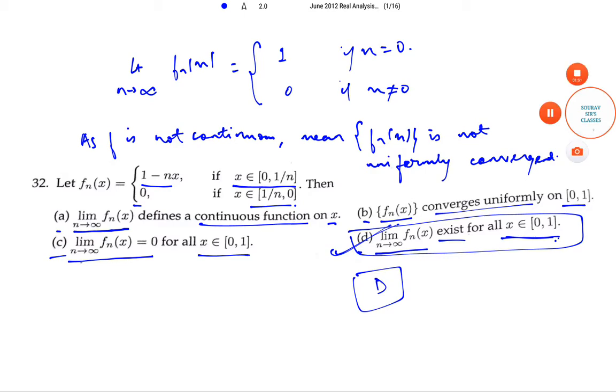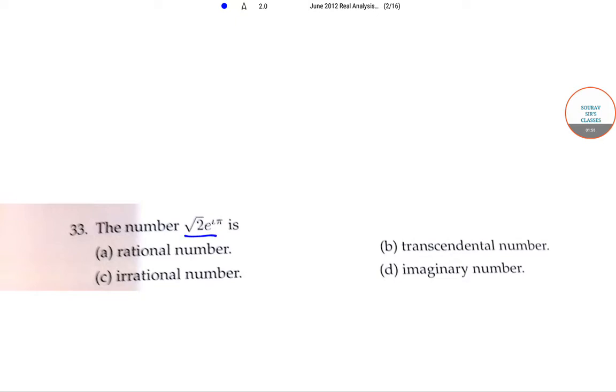The next question is, the number root 2 into e to the power i pi is option A, rational number, option B, transcendental number, option C, irrational number, and option D, imaginary number.